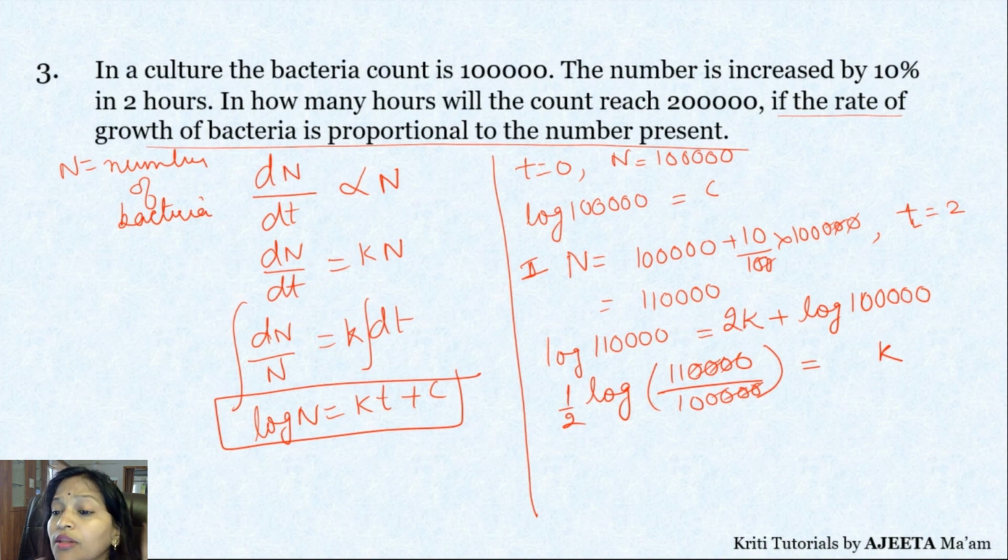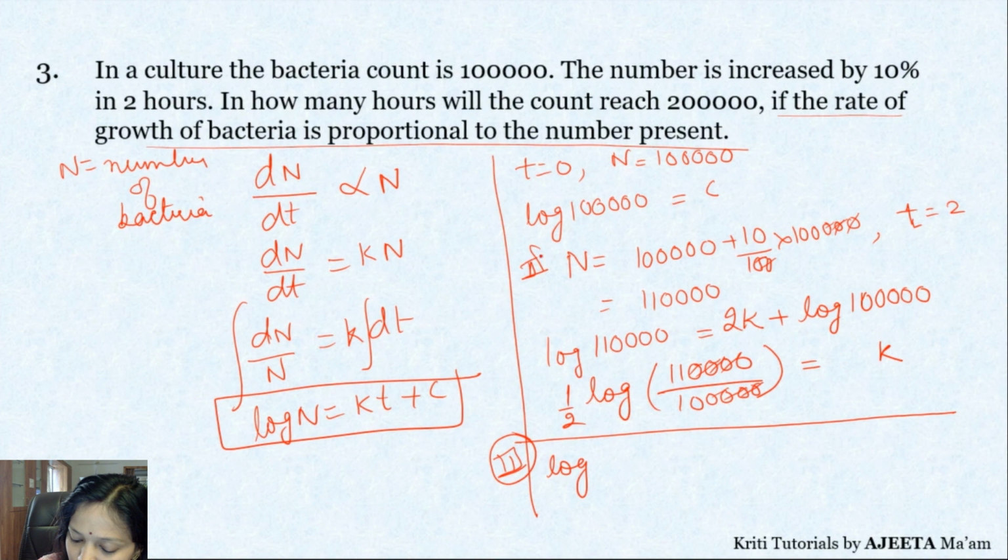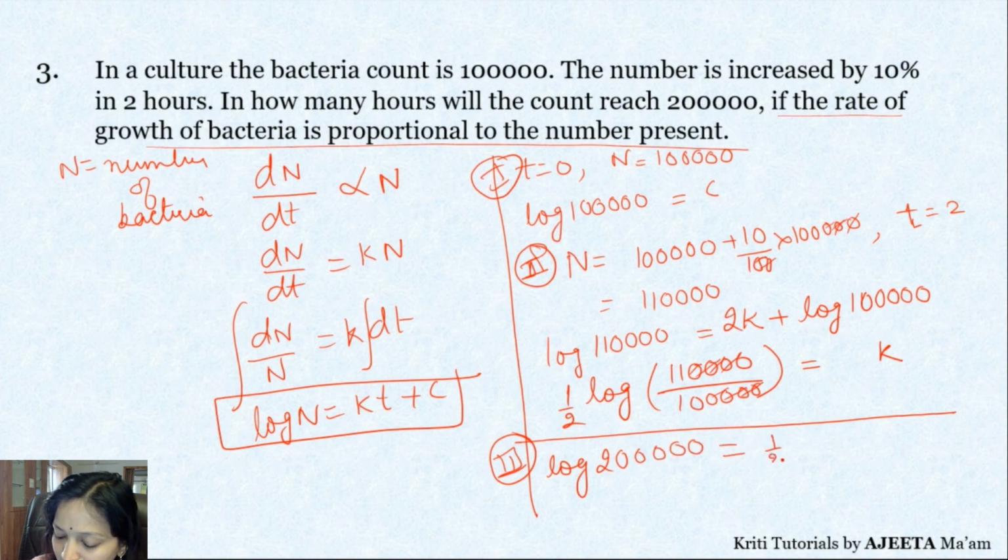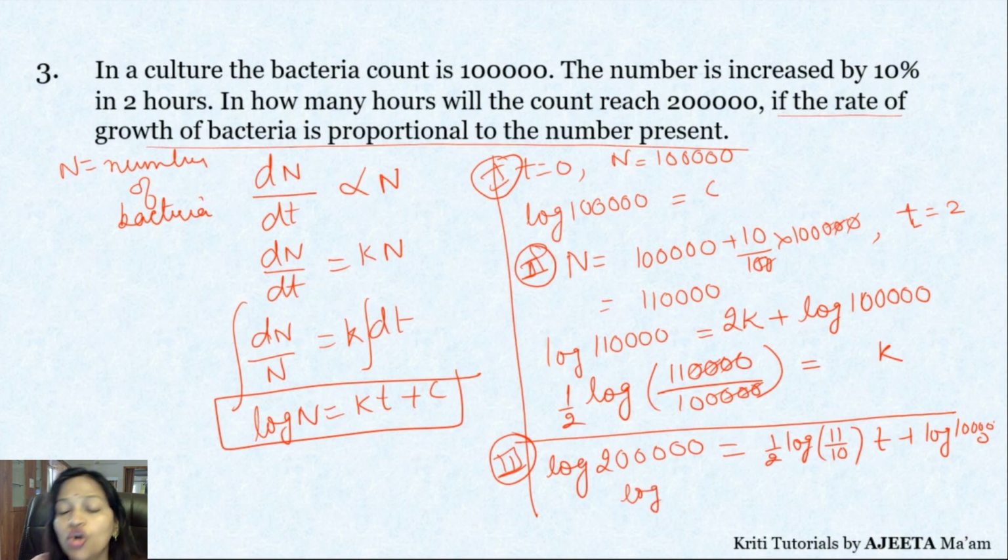Now we will use the last condition. In how many hours will the count reach 2 lakh? So we have to find time, and the final count is 2 lakh. This is the third condition, this is the second condition and this is the first condition. Now the third condition is log 2 lakh equals k t plus log 1 lakh. Again we will take the log terms on one side, so we get log of 2 lakh by 1 lakh, which is log 2.